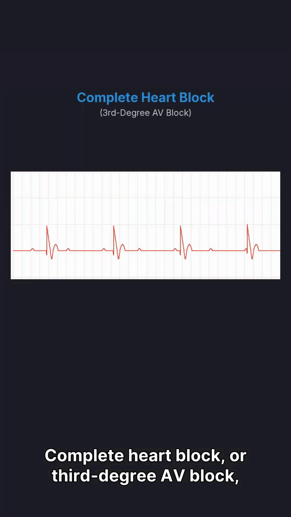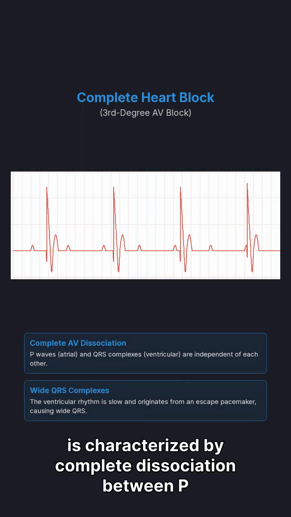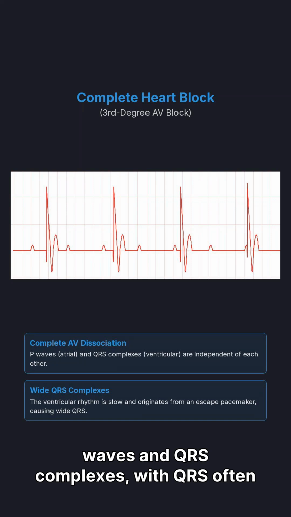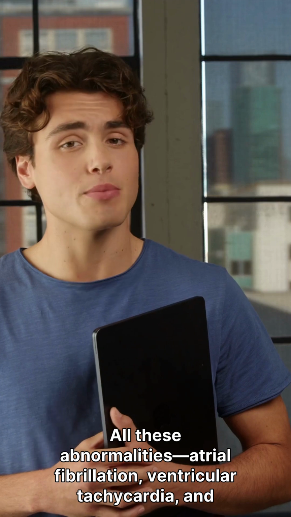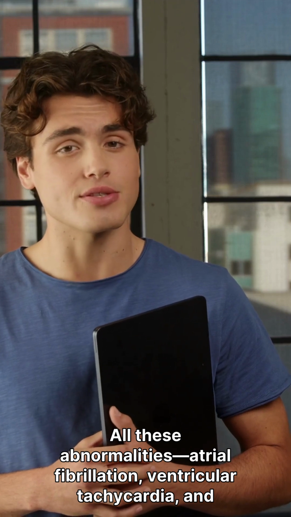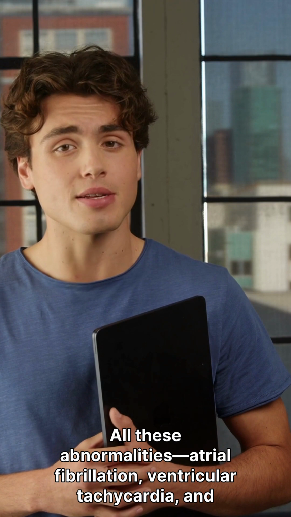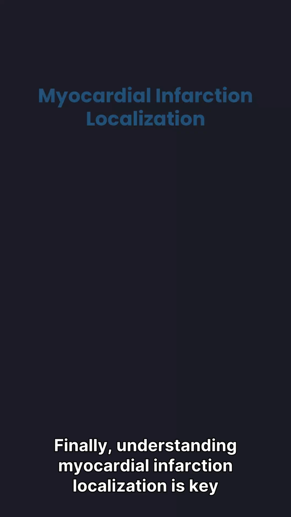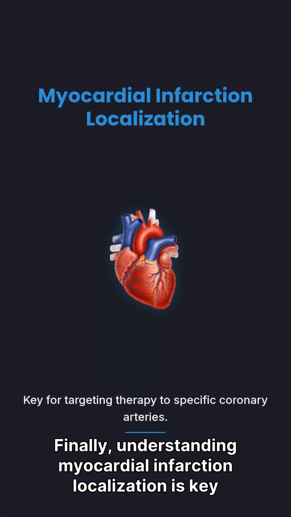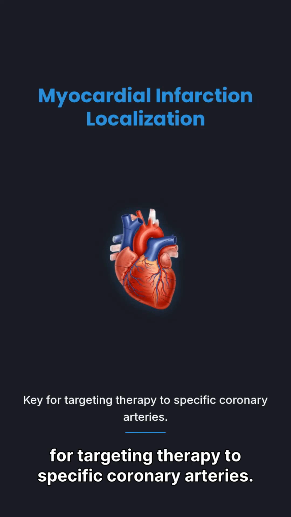Complete heart block, or third-degree AV block, is characterized by complete dissociation between P waves and QRS complexes, with QRS often wide and slow due to ventricular escape rhythm. All these abnormalities, atrial fibrillation, ventricular tachycardia, and complete heart block, demand immediate clinical attention and often urgent intervention. Finally, understanding myocardial infarction localization is key for targeting therapy to specific coronary arteries.